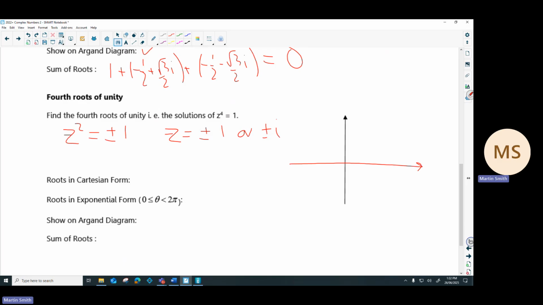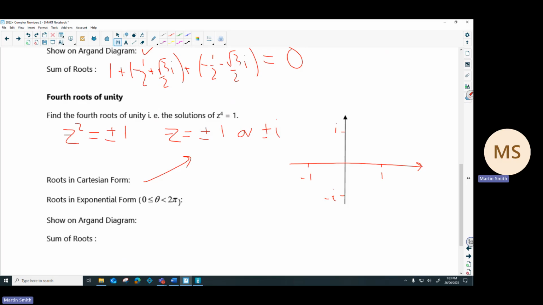So the solutions of z to the 4 is 1 are here. There they are, plus or minus 1, plus or minus i. So that is 1, minus 1, i, and minus i. There you go. Okay. That's those complex numbers.